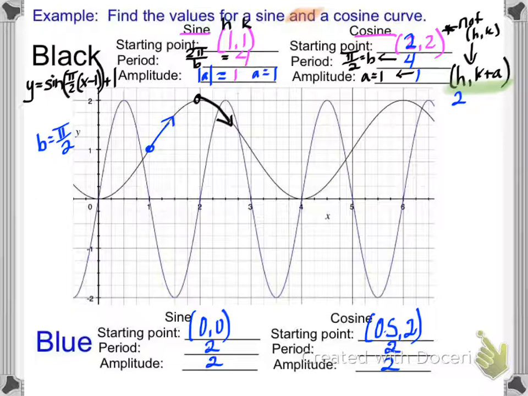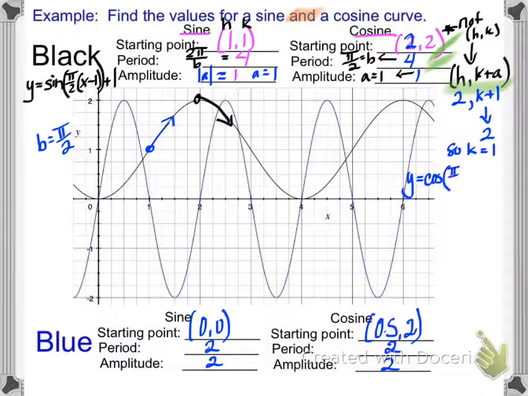Well, h is identical to the starting point. So that 2 is my h value. But what about k? So k plus 1 has to equal 2, because the 2 value is my starting point here, and I need to get 2 by doing k plus a. I know a is 1 because I just found it, so I have to find out what k has to be. Well, k has to be 1 because 1 plus 1 is 2. So now I have my h and my k value, and I can write my rule.